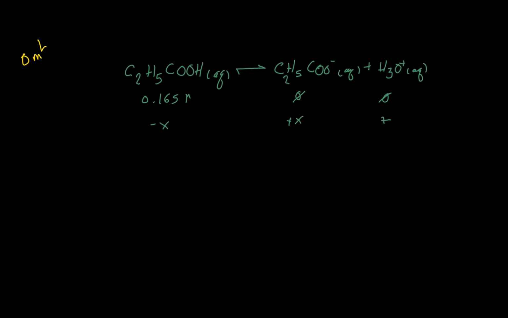That was bad, even for me. Plus x, and that's going to give us totals of x, and 0.165 minus x. All right, there's our ICE table drawn out here. So now we could put all these together with the values, right?